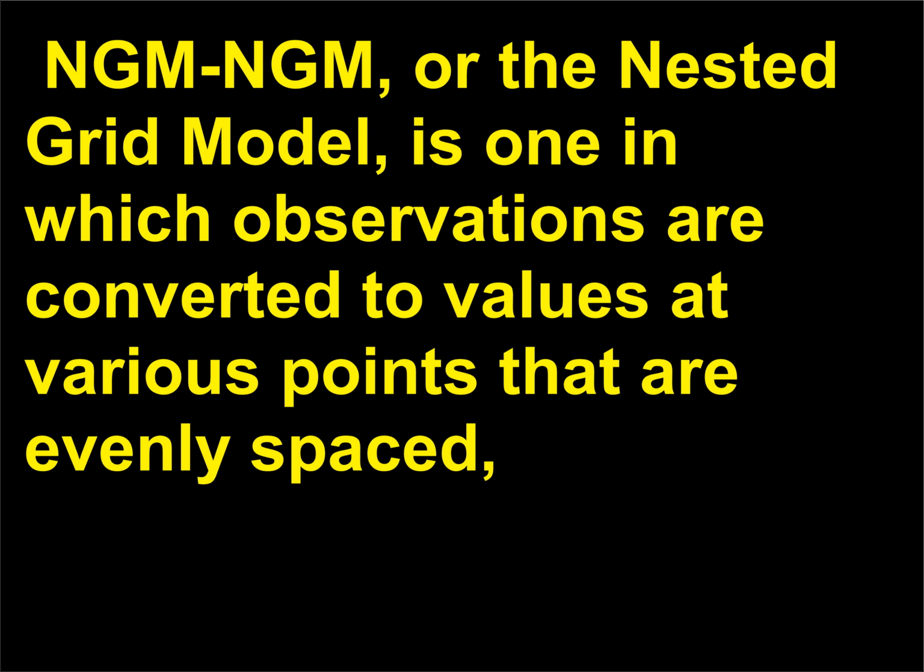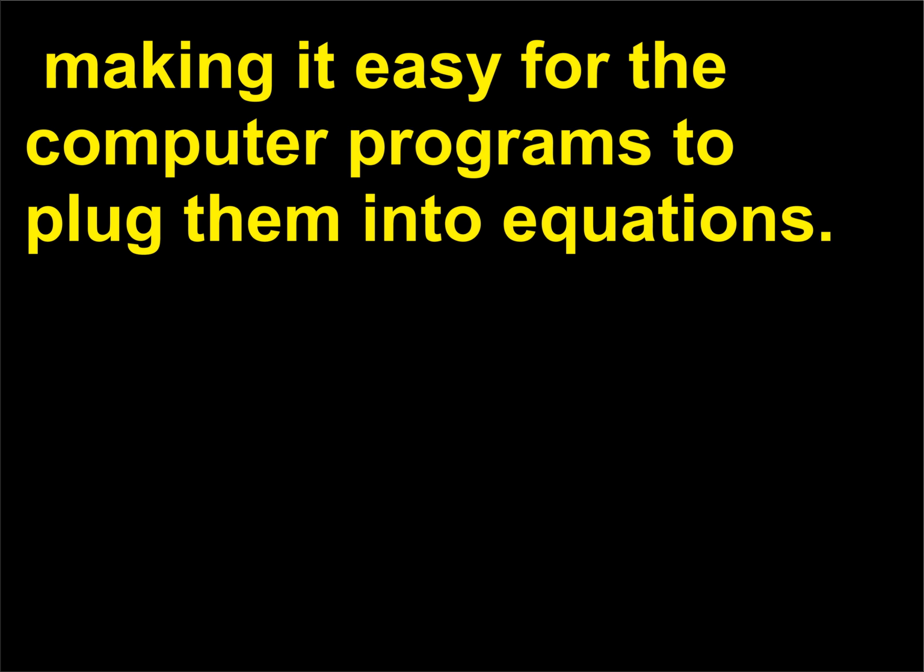NGM. NGM, or the nested grid model, is one in which observations are converted to values at various points that are evenly spaced, making it easy for the computer programs to plug them into equations. This model is now considered to be obsolete.